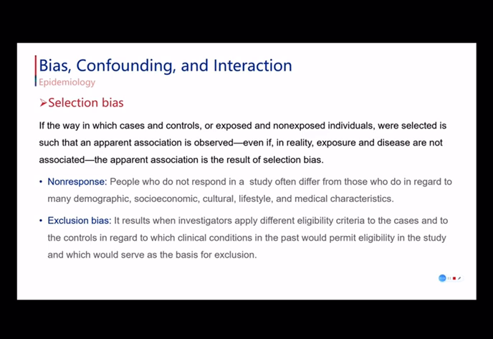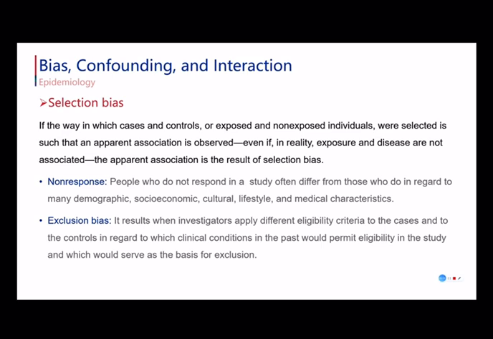In general, people who do not respond in a study often differ from those who do in regard to many demographic, socioeconomic, cultural, lifestyle, and medical characteristics. Since in many studies no information is obtained from the non-responders, non-response may introduce a serious bias that may be difficult to assess. It is therefore important to keep non-response to a minimum. In addition, any non-responders should be characterized as much as possible by using whatever information is available to determine ways in which they differ from responders and to gauge the likely impact of their non-response on the results of the study.